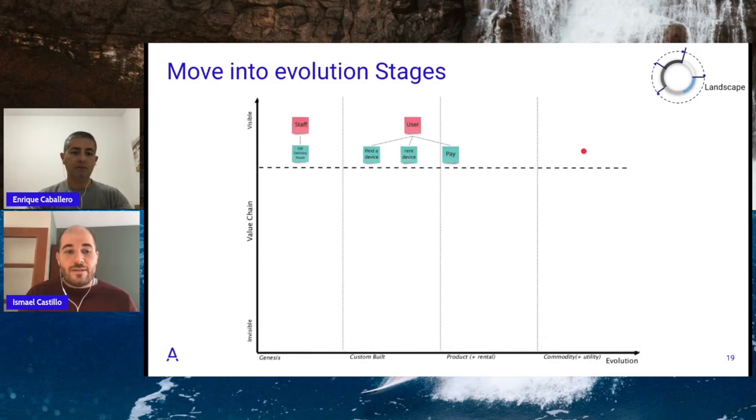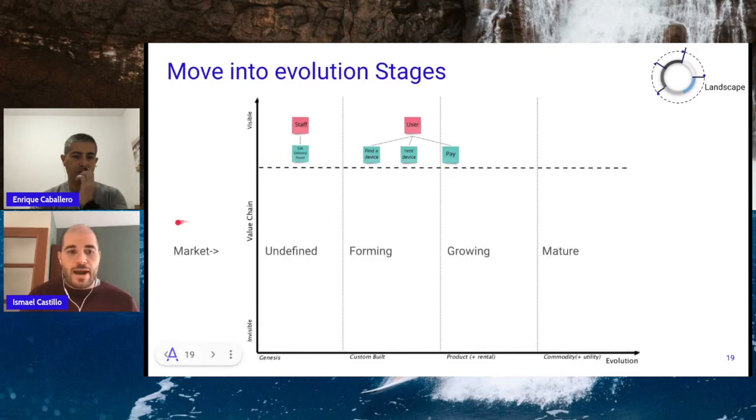And now it's time to introduce another axis, the horizontal one. It is separated in four stages: Genesis, custom build, product, and commodity. To give some examples, we can focus, for example, on the market. How is this market for each of the elements of our map or value chain? It's an undefined market. It's something that is forming, growing, or maybe it's something mature.